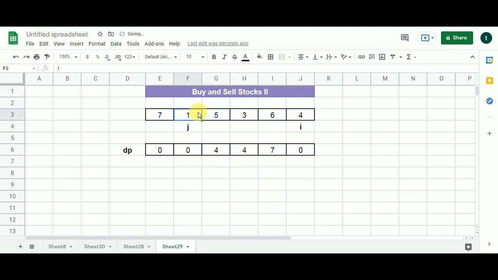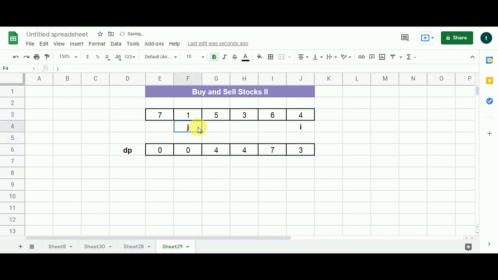It represents 1 as the buying price. So 1 will be subtracted from 4 and it will give me 3. 3 will be added to this 0, which will again give me 3. 3 is better than this value stored over here, which is 0. So 0 is replaced by 3.